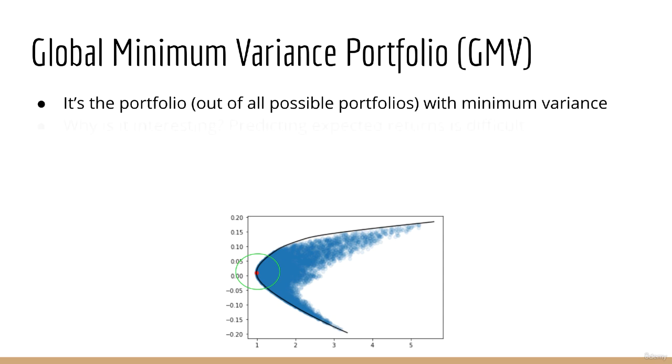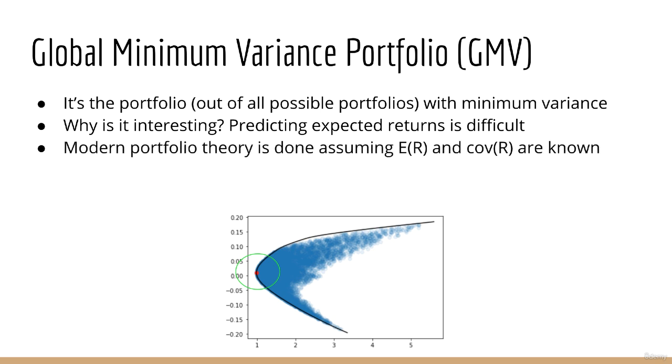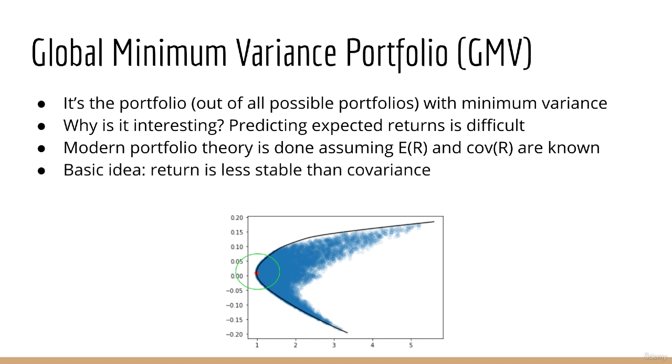One reason you might be interested in the GMV is because trying to predict the expected return is difficult. In modern portfolio theory, all the work is done under the assumption that you know the expected return and covariance. But in reality, you have to estimate these. We'll discuss this more later in this section, but the basic idea is the average return is less stable than the covariance. Because of this, the covariance is easier to estimate.